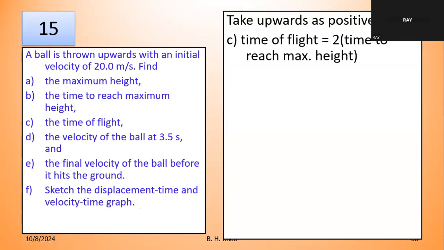Time of flight means the time the ball is in the air. It's 2 times the time to reach maximum height, because the time it goes up equals the time it comes down. Remember, we are not interested in air resistance at the moment. No air resistance.